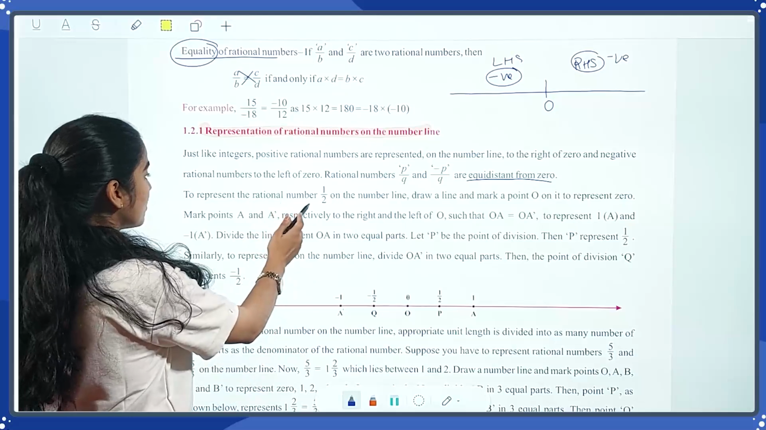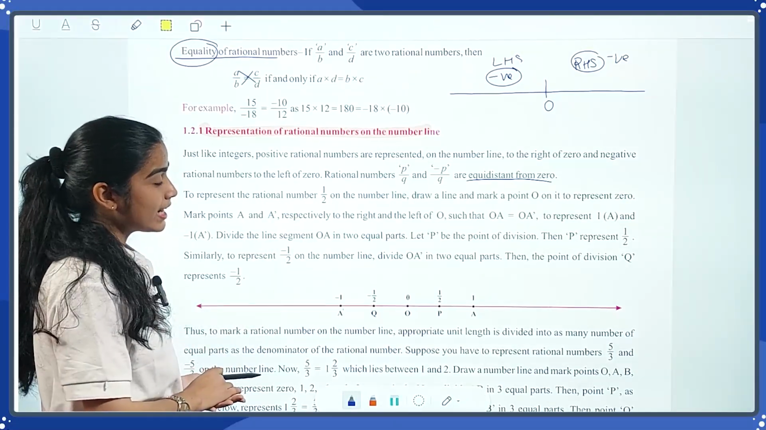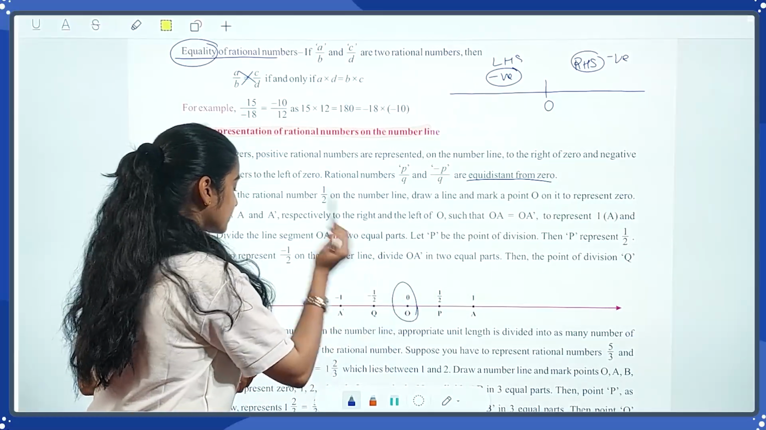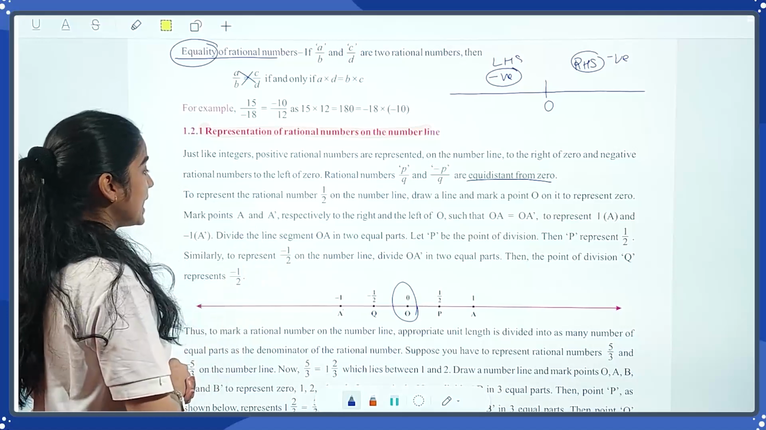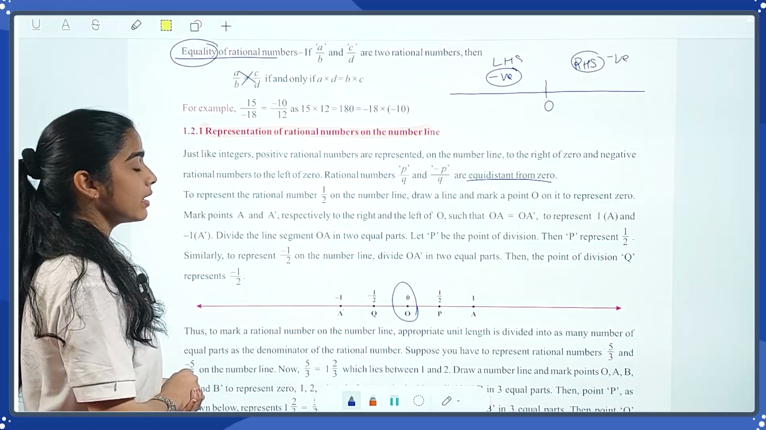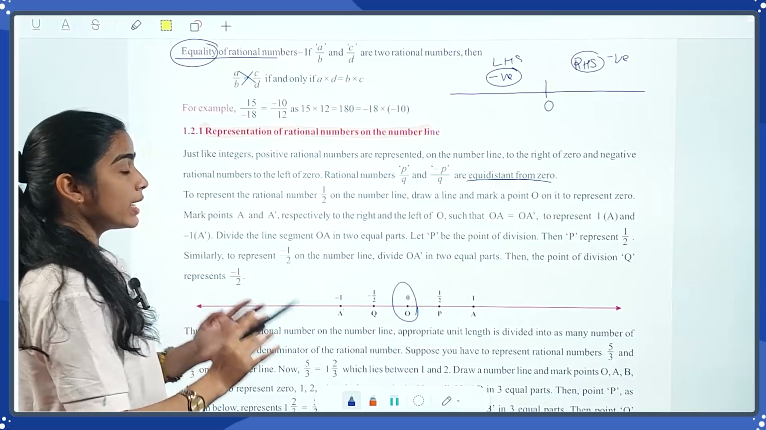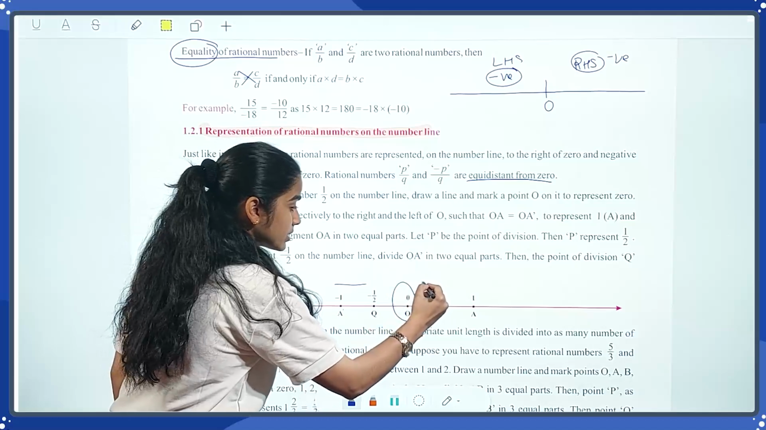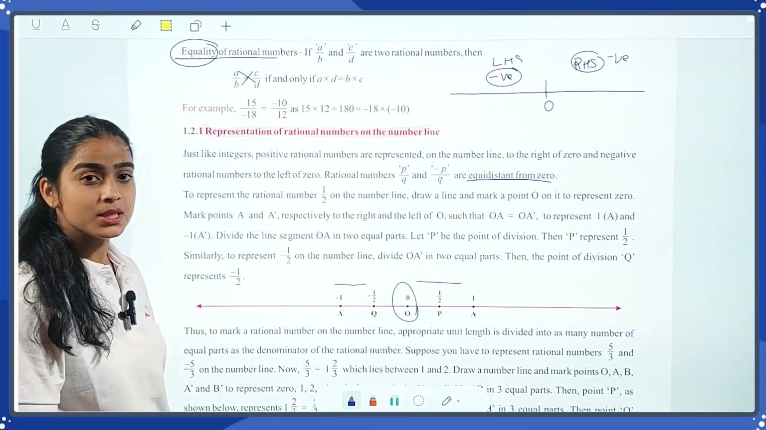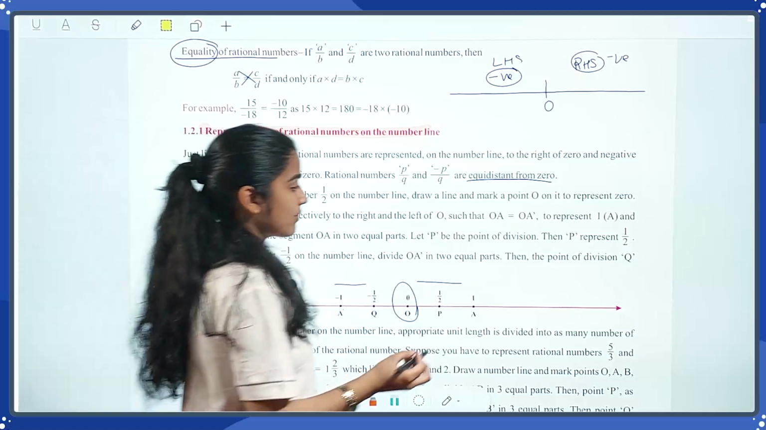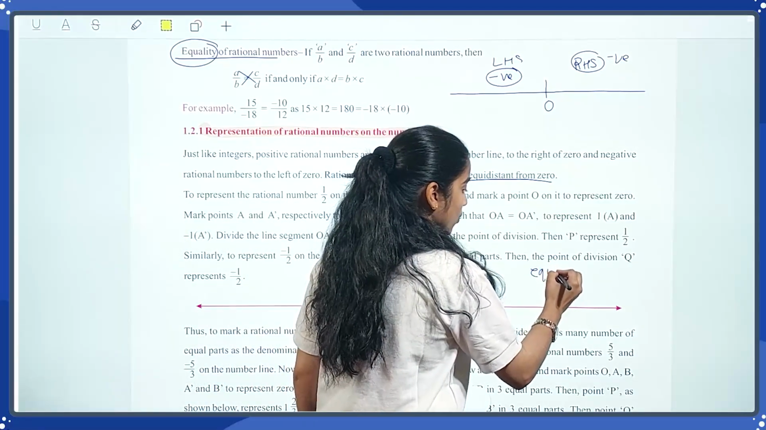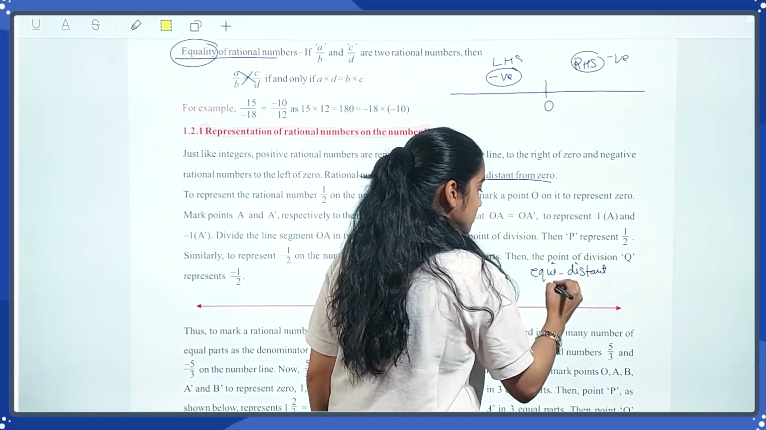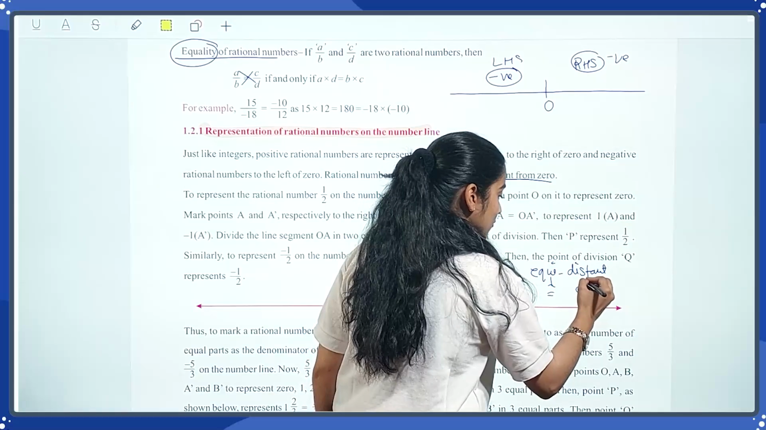To represent the rational number 1 by 2 on the number line, draw a line and mark a point O on it to represent 0 like this. Next, mark point A and A dash respectively to the right and the left of O such that OA is equal to OA dash. It means that these two distances are equidistant. Equidistance means equi stands for equal. Equidistance means equal distance from both the sides.